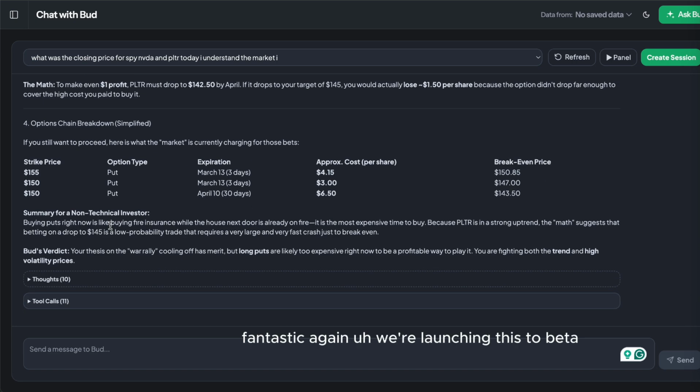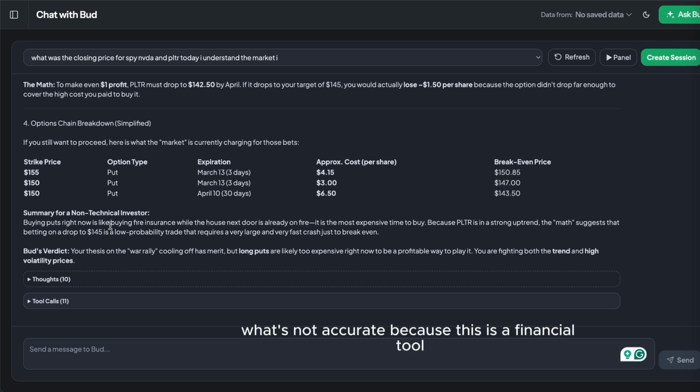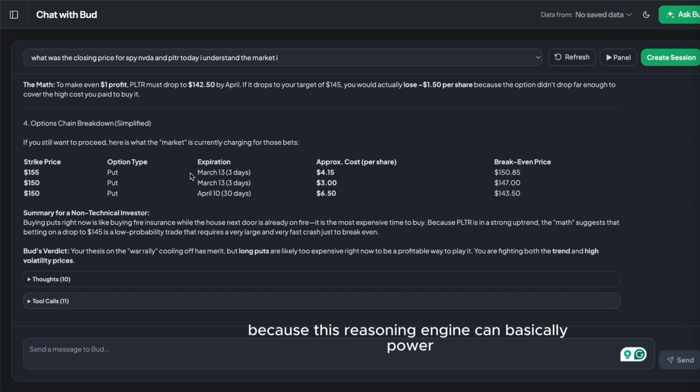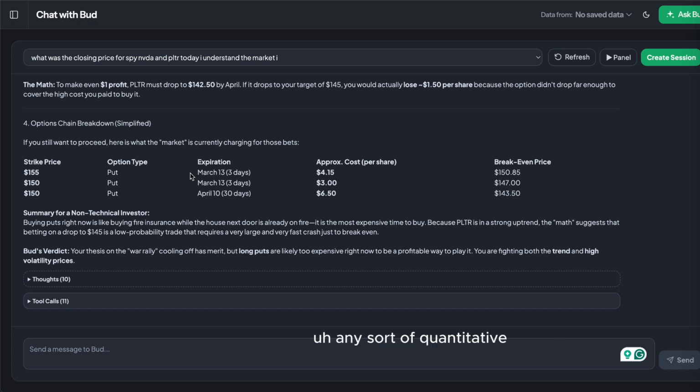Again, we're launching this to beta. We're basically talking to the beta testers. They're letting us know what's accurate, what's not accurate, because this is a financial tool. The data has to be spot on. Information has to be accurate. We have no doubt in regards to Bud's reasoning capabilities, its architecture, where the roadmap looks like adding futures and options, prediction markets, forex and CFDs, crypto, because this reasoning engine can basically power any sort of quantitative analysis, as long as it has access to that data.